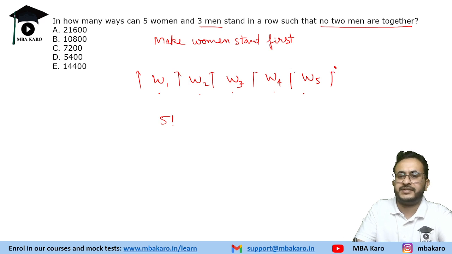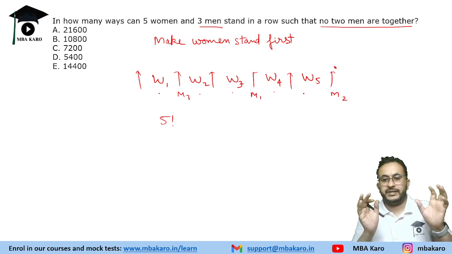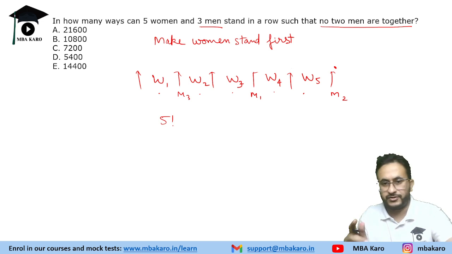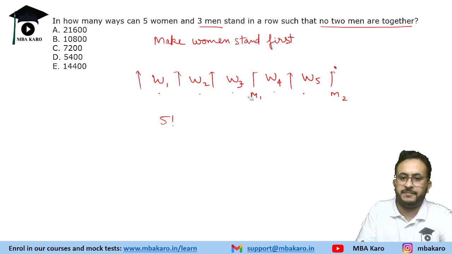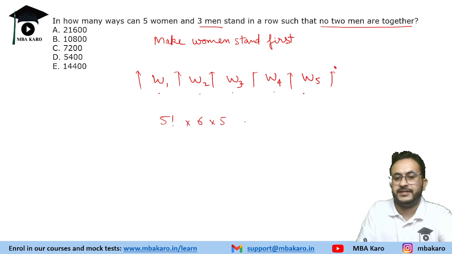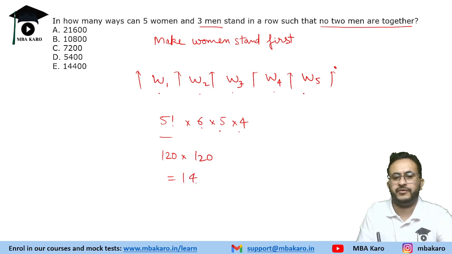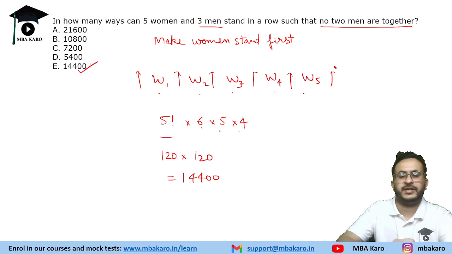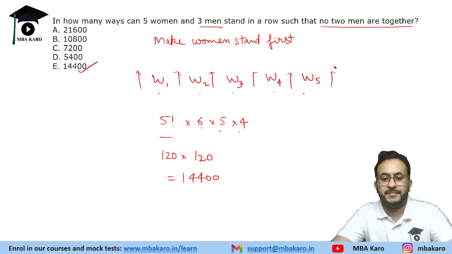Now why are we taking the exterior positions also? Like suppose there is one man here, one man here. They are separate, right? So the women become the barrier between the men. So we place the barriers first. So men are placed. Now the first man has 6 choices, the second man has 5 options, the third man has 4 options. So just calculate it. 5 factorial is 120, 6 into 5 is 30, 30 into 4 is 120. So 120 into 120 is 14400. That is our answer. This is a separation based question on permutation.